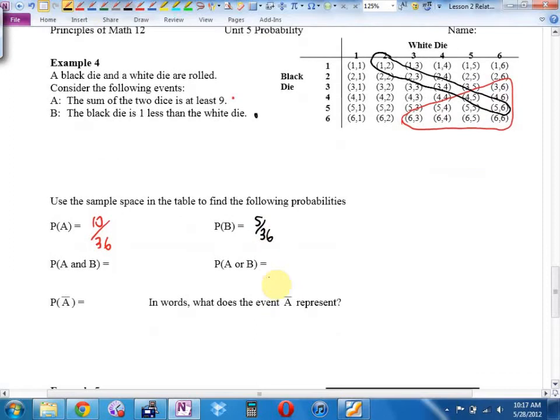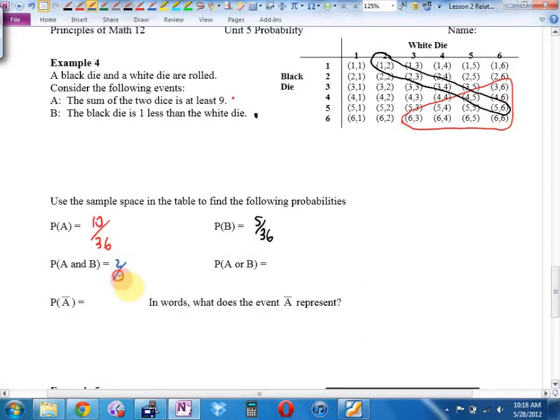Now let's get to the more interesting stuff. What's the probability of A and B, that the sum of the two dice is at least 9, 9 or more, and at the same time the black die is one less than the white die? Can you see it, Matthias? How many? What's the overlap? Just count how many? 2 out of?